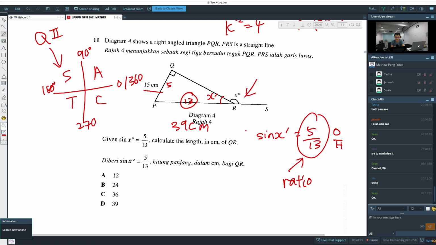So if I know PR is 39 centimeter, I can find QR easily. That means I use Pythagoras. So QR equals square root of 39 squared minus 15 squared. Then you should be able to get 36, if not mistaken. 39 squared minus 15 squared, and the square root answer, yes, you will get 36. So the answer will be C.